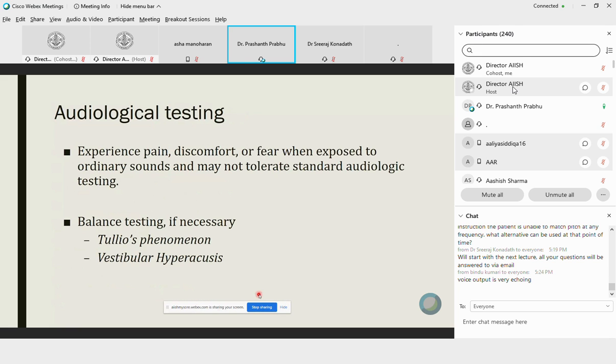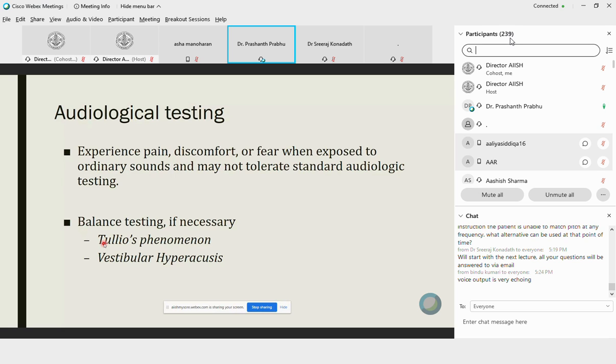So audiological testing. We use a standard audiological test, but especially in a client with hyperacusis, it will be difficult because they may experience pain, discomfort, or fear when we use a traditional audiological test. We should be careful about using the traditional audiological test. I'll explain about that. And in some patients, we also require balance testing. Vestibular evaluation or balance testing is important in some individuals with hyperacusis, because they also complain of vestibular issues, and there is a symptom called Tullio's phenomenon.